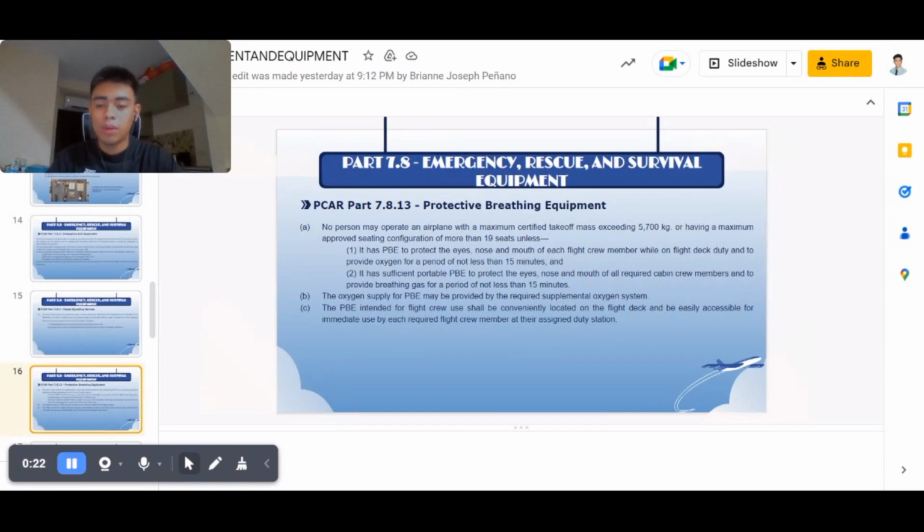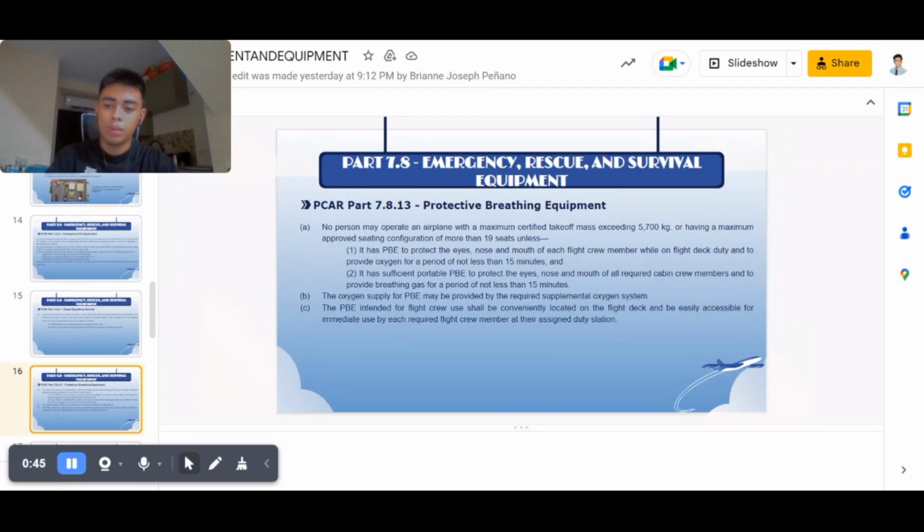So much so, kahit sa mga ganung bagay, meron din tayong rules and regulations na kailangan sundin. The number one rule is, bawal na bawal lumipad ang aeroplano kapag nag-exceed to sa maximum certified takeoff mass nito, which is 5,700 kilograms, or having a maximum approved seating configuration of more than 19 seats. So, syempre, weight is such a huge thing when it comes to flying, no?